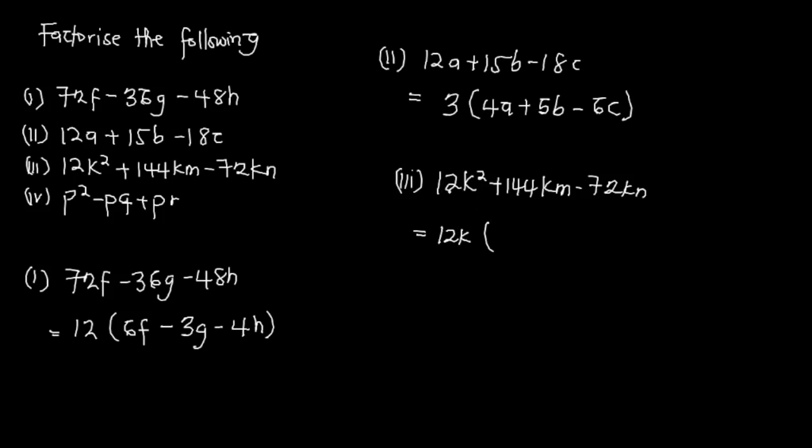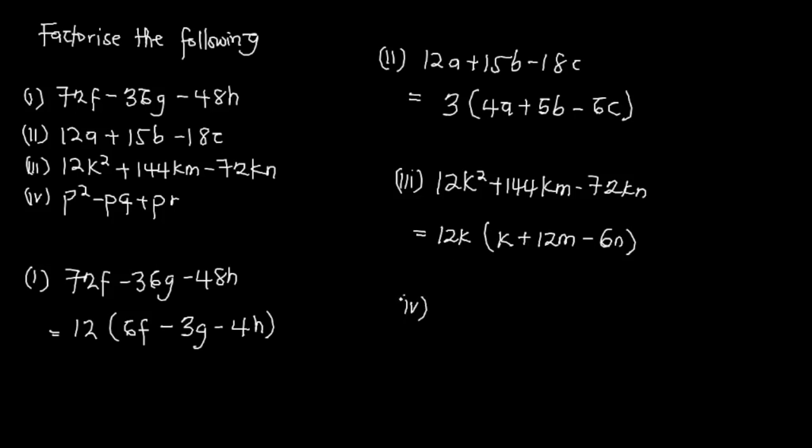Then into bracket. Here we'll be only left with k. So 12k multiplied by k will give us 12k squared. Then plus 12 multiplied by 12 will give us 144. So we have 12m over here. So 12k multiplied by 12m will give us 144km. Then minus 12 multiplied by 6 will give us 72. So we have 6n because the k has already been factored out. So this becomes our answer. 12k outside bracket, then into bracket k plus 12m minus 6n.